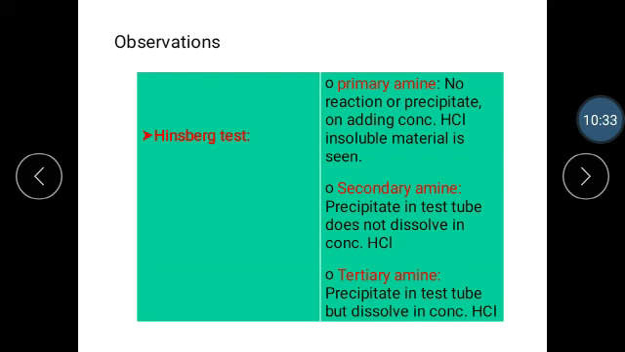So in this section we studied different tests for amino groups. In that, litmus test, carbylamine test, nitrous acid test, azo dye test and Hinsberg test. Thank you.